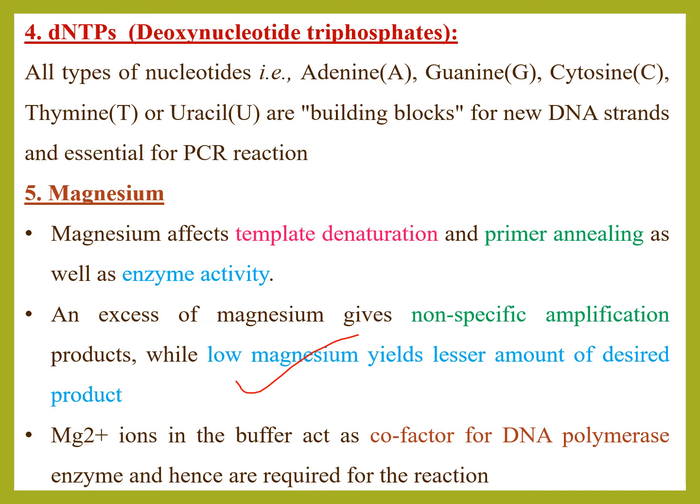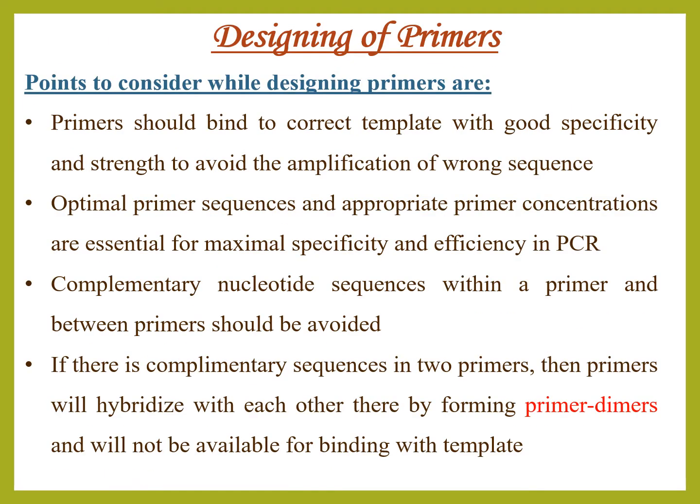So magnesium ions in the buffer act as a cofactor for the DNA polymerase enzyme, and these are required for the PCR reaction. In the initial days we used to add magnesium separately, but nowadays magnesium comes along with the buffer, so there is no need to add magnesium to the PCR reaction separately. But before proceeding to the PCR, first we have to check whether the buffer contains magnesium or not. If it does not contain it, then we have to add magnesium separately. If the buffer contains magnesium, then there is no need to add magnesium separately.